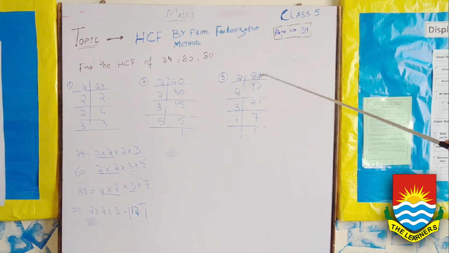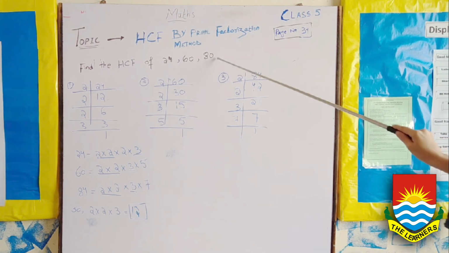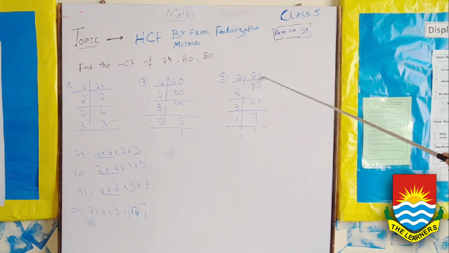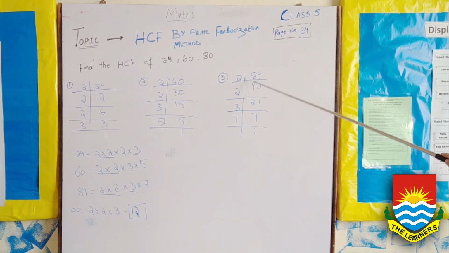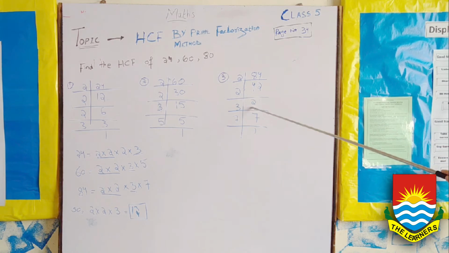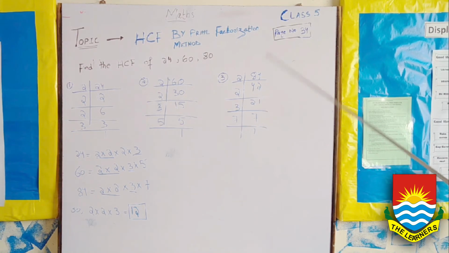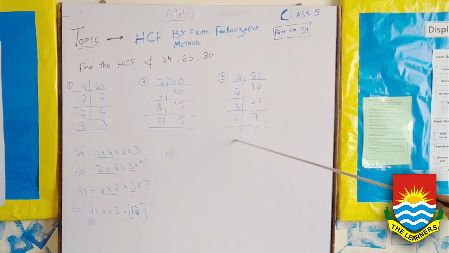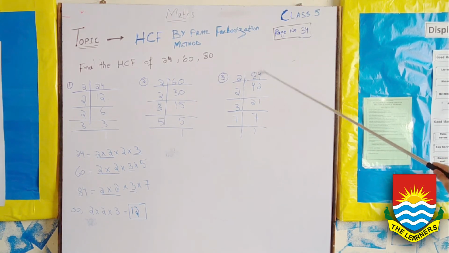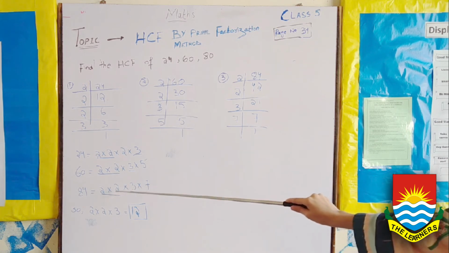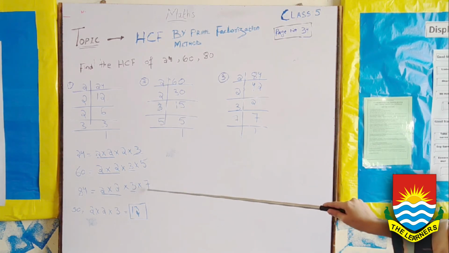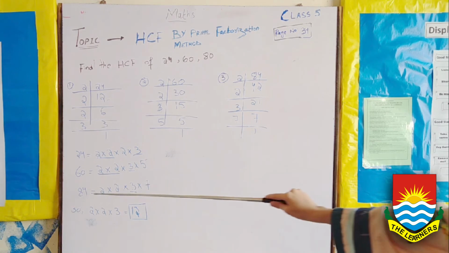Now 84. Sorry, this is 84. 2 42s are 84, 2 21s are 42, 3 7s are 21 and 7 1s are 7. So these all are the factors of 84. 2 multiplied by 2 multiplied by 3 multiplied by 7 are the factors of 84.